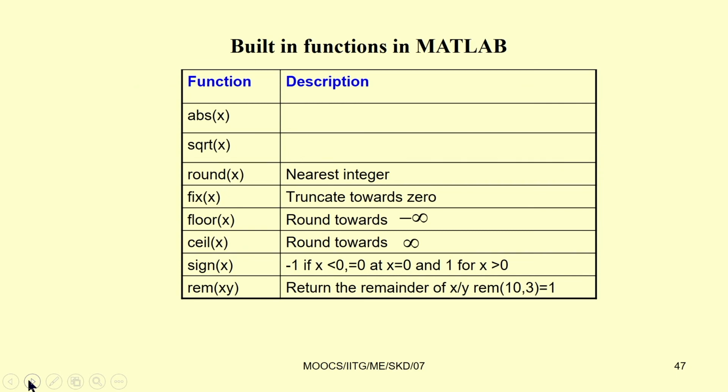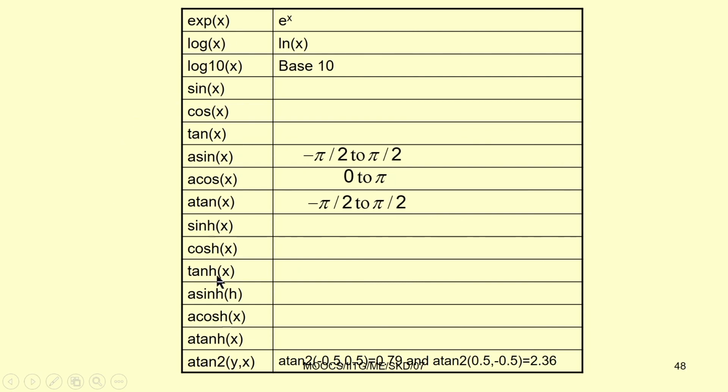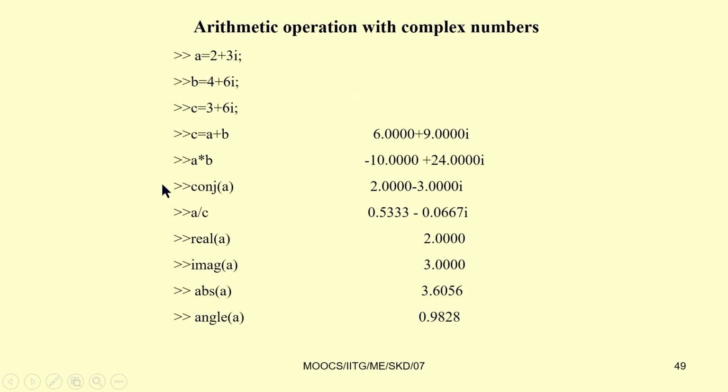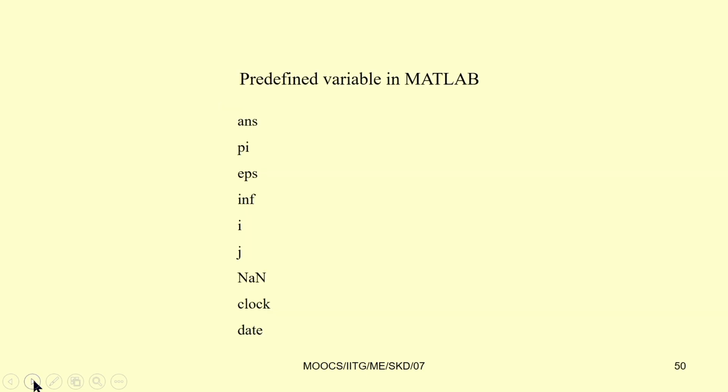All these things have been briefly given in the slides, you can see. These are some of the usually used commands in MATLAB code. These are the common arithmetic operations: a equal to a complex number, you can write 2 plus 3 i, b equal to 4 plus 6 i, c equal to 3 plus 6 i. So, you can write d equal to a plus b. You can do a plus b, a cross b, conjugate, a by c, real number. All these simple commands which are available in MATLAB you can use for this purpose.